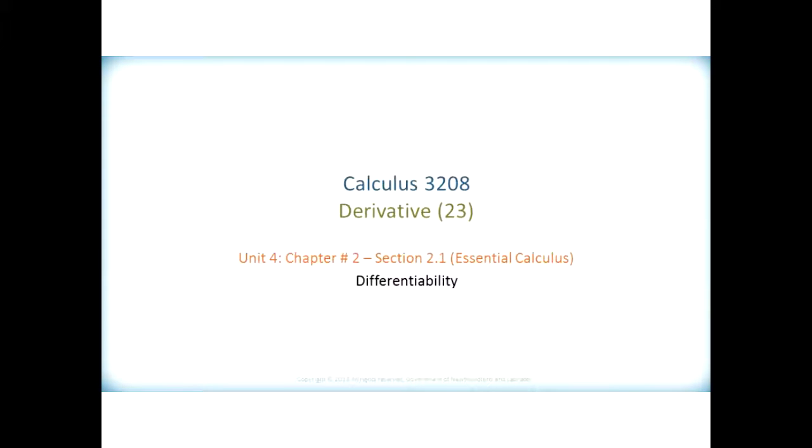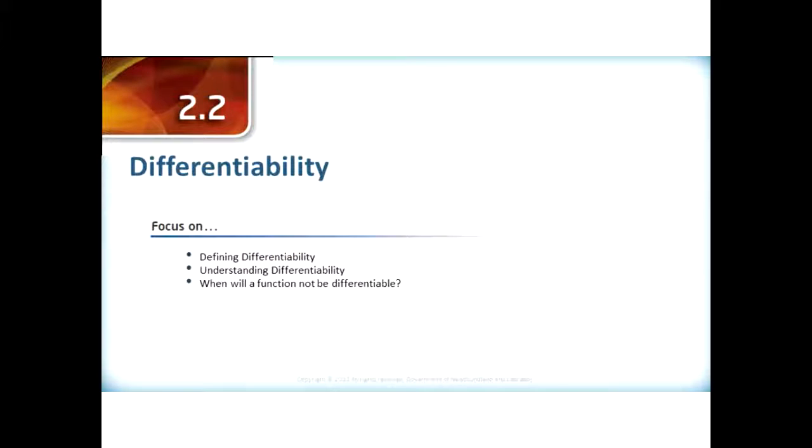Hello and welcome to another review session for the final exam in Calculus 3208 presented by CDLI, still underneath the large umbrella topic of derivatives, and today we're going to talk about differentiability and what that means. So in words, I can quickly say that if something is differentiable, it means it can be differentiated. In other words, you can take its derivative. And when we're differentiable and when we are not differentiable is sort of our topic for today.